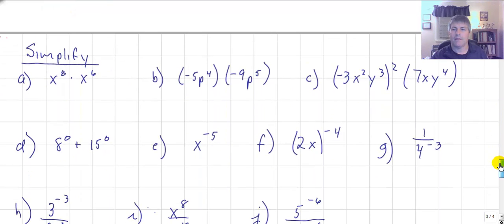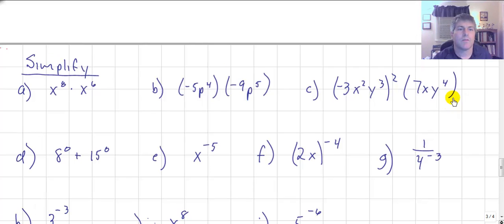So let's go ahead and take a look at some sample problems. We'll begin with x to the 8th times x to the 6th. We have a power times a power. We simply add the exponents. So that's going to be x to the 8th plus 6, and our final answer is x to the 14th.